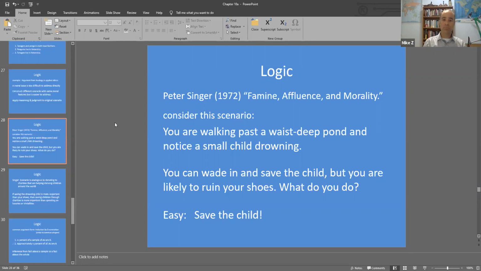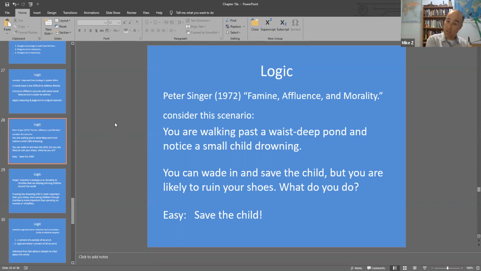So what do you do? Do you wade in and save the child, but thereby ruin your shoes? Or do you just stand on the side and say, well, I don't want to ruin my shoes, so I'm going to let the child drown? Well, hopefully the answer is relatively easy here. You save the child, right? The child's life is more valuable than your shoes. And so you wade in. Yes, you're going to have to spend money to get new shoes, or just deal with having ruined shoes, but you have to save this kid's life. And so that's the easy scenario.